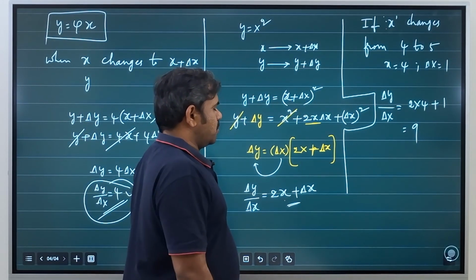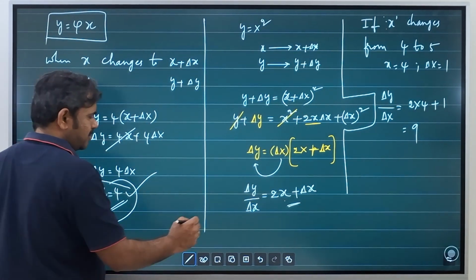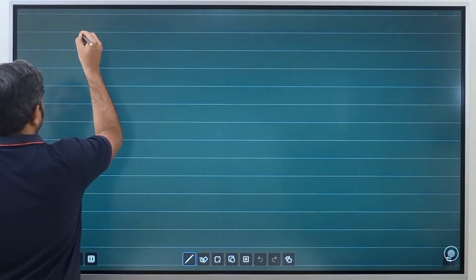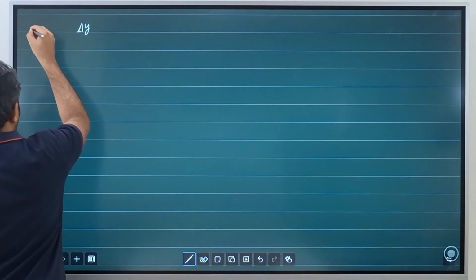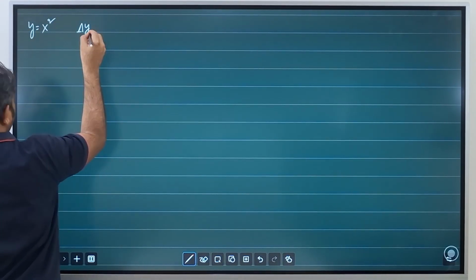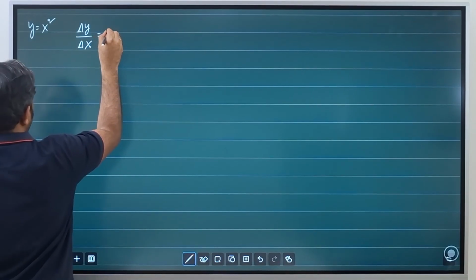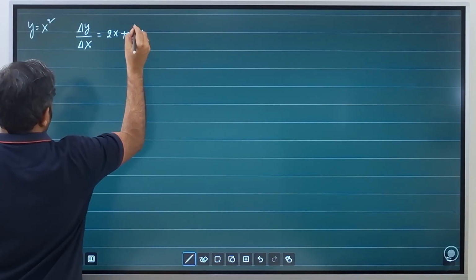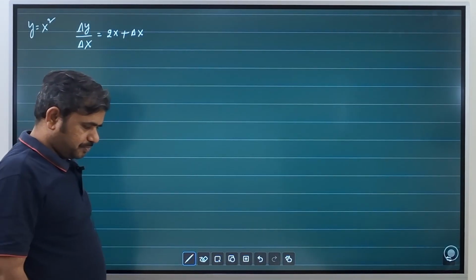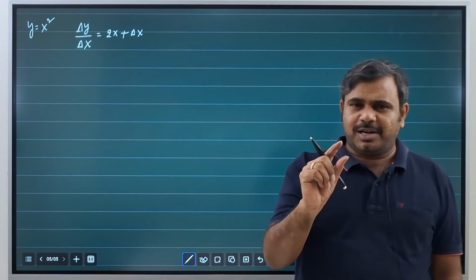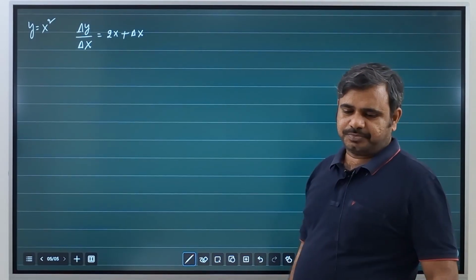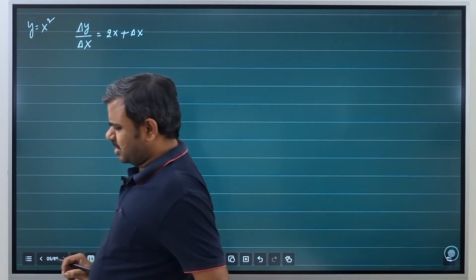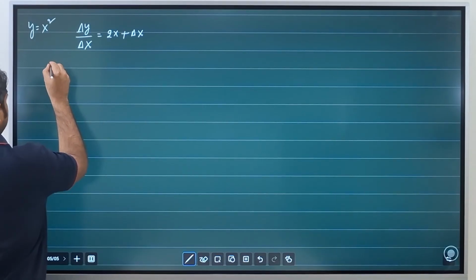Okay. Now, look at this delta y by delta x formula. I'm going to write it again on the next page. For the function y is equal to x square, we got delta y by delta x is equal to 2x plus delta x. This is what we got, for small values of changes in x, a little bit of change in x. So small values of change in x means delta x is very small.